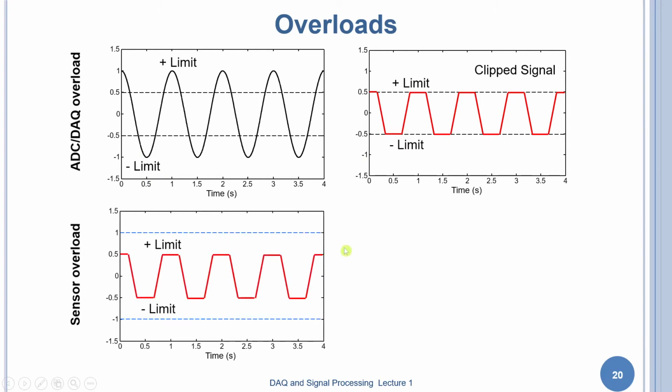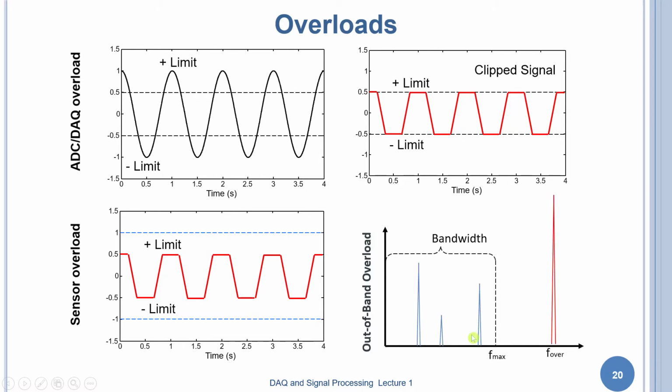Next would be a sensor overload. Your DAC can handle voltages from minus 1 to 1, but unfortunately your sensor might have that limitation. In that case, you will still get a clipped signal, but this time it is due to the overload because of the sensor.